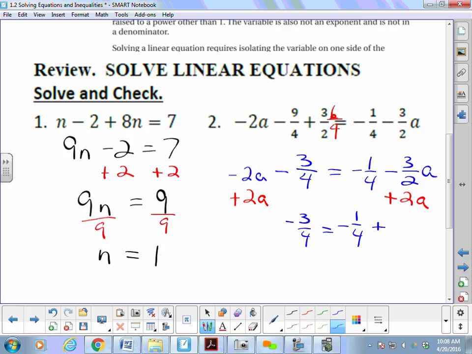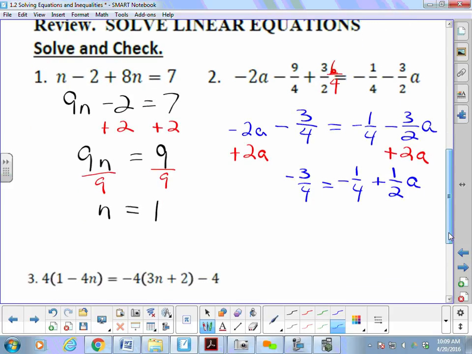And 3/2 plus negative 3/2 plus 2 is what? Negative 3/2 is the same as negative 1/2, right? So 2 minus 1/2 is 1/2a. All right.